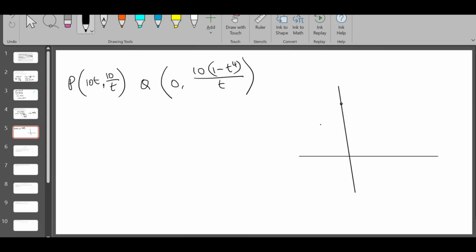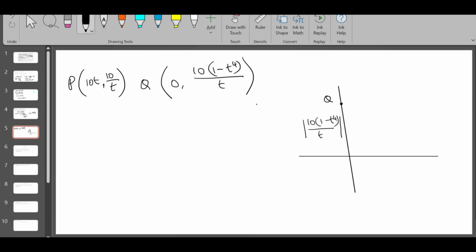So let's assume the point Q is here. So this length will be the y coordinate of the point Q, right? But we don't know whether it's a positive number or negative number. So we'll take the modulus of this. So this length is going to be the modulus of 10 times 1 minus t power 4 divided by t. If you don't know what modulus is, even if it's a negative number, we take it as positive. Modulus of minus 5 is just 5. Modulus of 5 is also 5. It will change everything to positive.